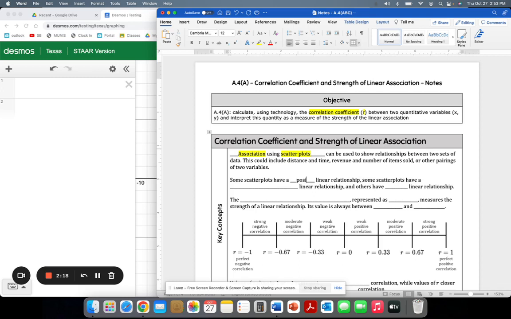Some scatter plots have positive relationship or positive linear relation. I'm going to use the word here, positive. Some have negative. So positive, negative, or others could actually have no relationship, aka zero. It could be no relationship or zero relationship.